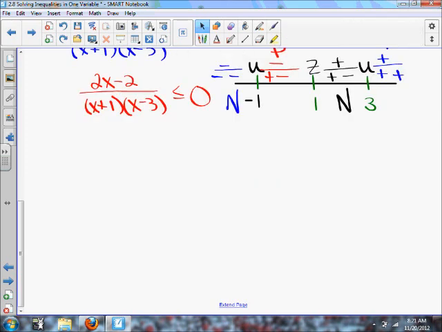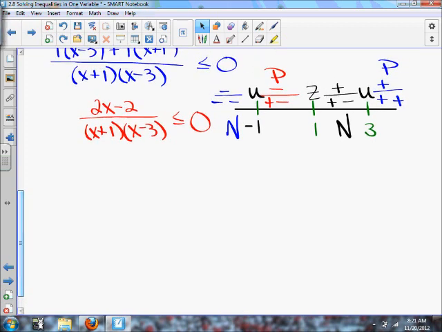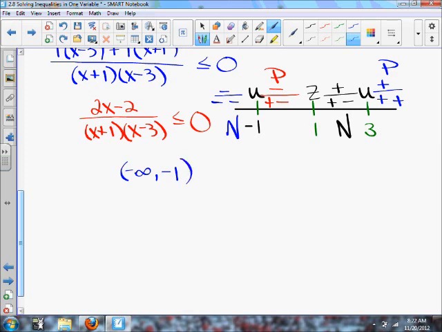Now, because we want to see where it is less than or equal to 0, it means my answer will be negative infinity to negative 1. Now, am I going to put a bracket or a parenthesis on the negative 1? Careful, is it 0 or undefined at negative 1? It's undefined, so it's actually going to be a parenthesis here. In union with 1 to 3, 1 will have a bracket, 3 will have a parenthesis. Okay, so you do need to pay attention to that.